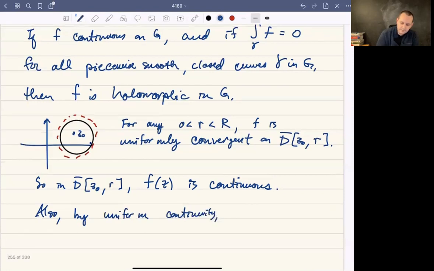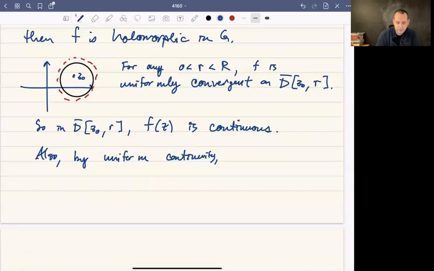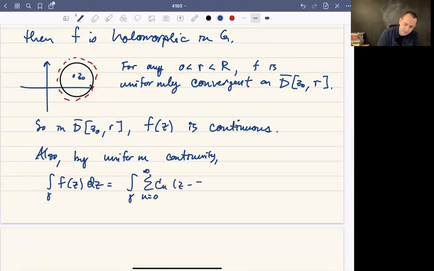it turns out that if I look at the integral of the sum, so this is the integral of the sum as n goes from 0 to infinity, c sub n (z minus z naught) to the n dz, this is going to be the same. You can interchange the integral and the sum, and in particular, you're going to get 0. So again, you can interchange the integral and the sum by uniform convergence, and then the integral is 0, as we've talked about many, many times.